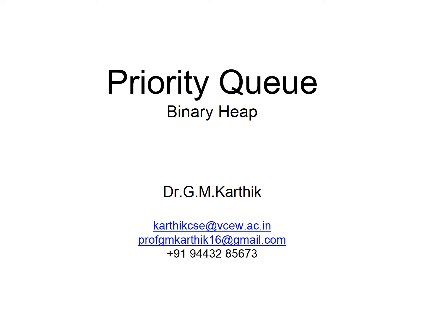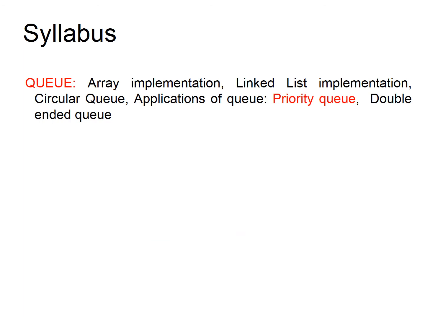Today's topic is priority queue. The priority queue is an application of queue. We have already seen how queue is implemented and how circular queue is implemented. Now we will see how priority queue is implemented.